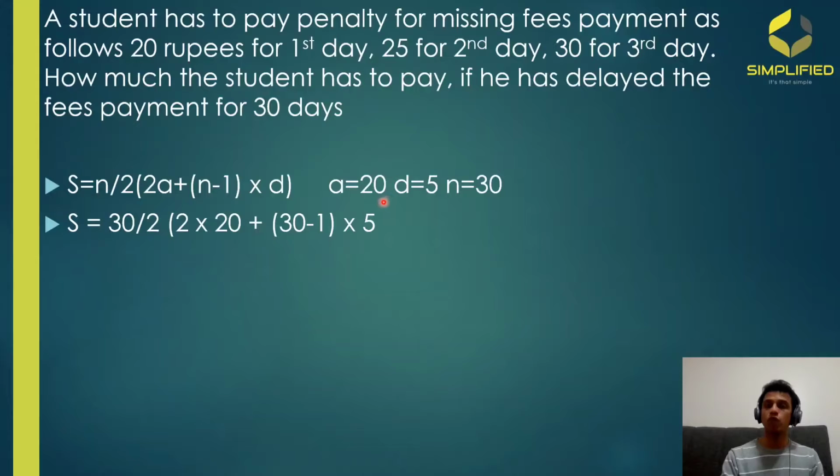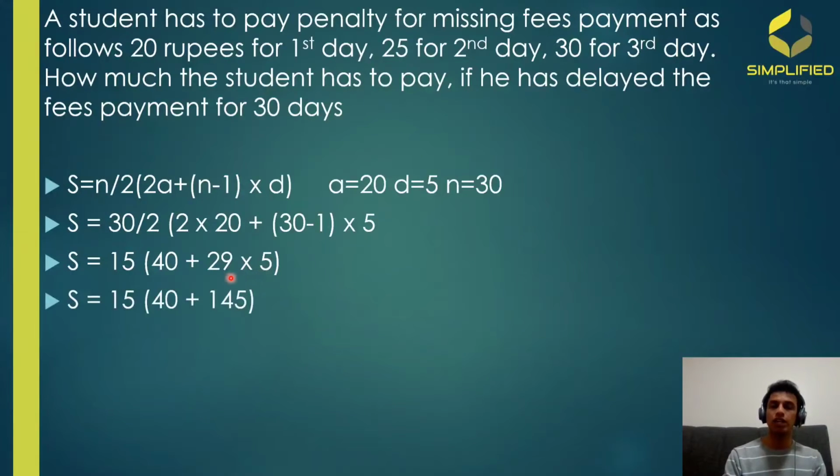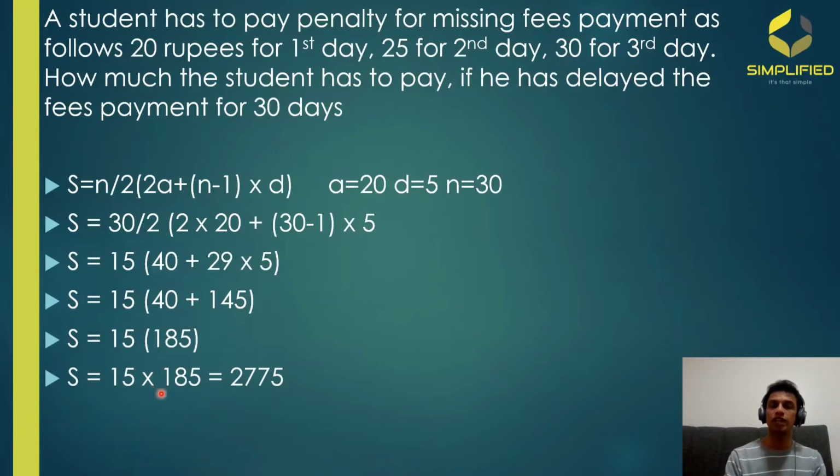So when you're substituting for n, we have to replace it with 30. For a, we have to replace it with 20. And for d, we have to replace it with 5. So when you do that, what happens? We know that this 2 into 20 means it is 40. And 30 minus 1, it is 29. So 29 into 5 is 145. So 145 plus 40 is 185. That means 15 into 185 is equal to 2,775. So the student has to pay 2,775 rupees as a penalty of delaying the payment for 30 days.